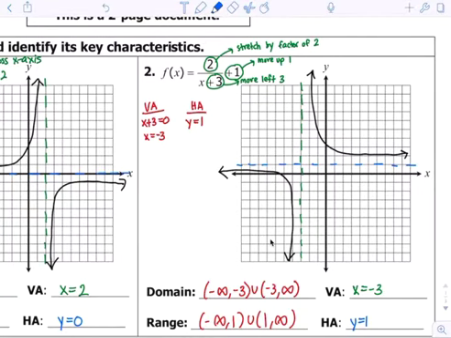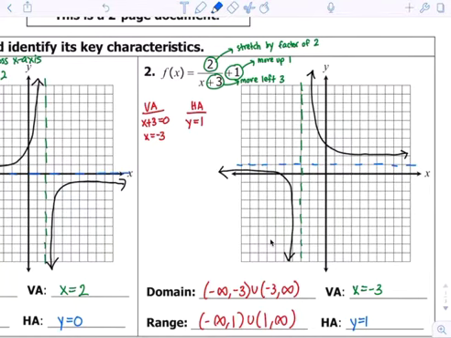Now, to find your vertical asymptote, you can remember that it's just left 3, or you can actually set the denominator equal to 0. So x plus 3 is the denominator. Set that equal to 0. We get x is equal to -3, and then for the horizontal asymptote, we get y is equal to 1.